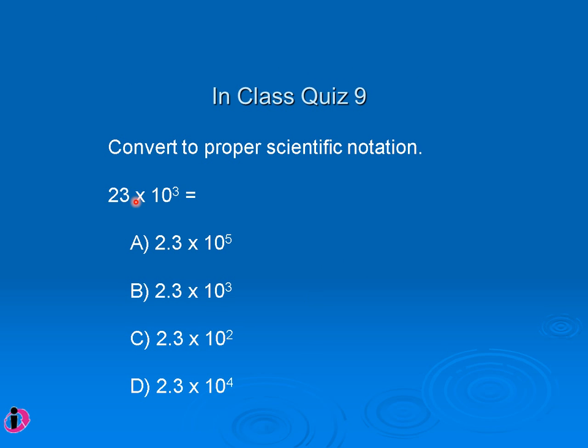23 times 10 to the 3. So if you adjust it, you have to move it 1 position to the left. So the number is getting decreased. Power will be increased, right? Yeah, power will be increased. So it will be 10 to the 4. So the right answer is D.